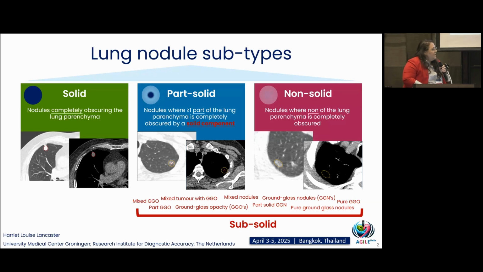But what we see when we're looking through the literature is that part solid and non-solid are quite commonly referred to as subsolid, grouped together. And actually there are many different terms being used to describe these nodules. So you hear about ground glass opacities, shortened to GGOs. Then you have mixed GGOs, part solid GGNs, ground glass nodules, mixed nodules. There are many different terms being used, and I think this is something we can focus on going forward: trying to standardize this terminology so that we're all on the same page.